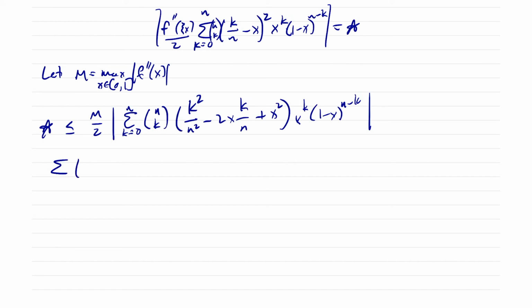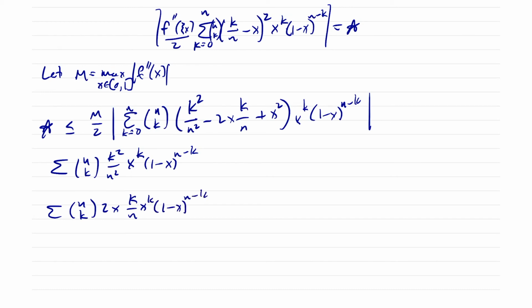So a sum of n choose k of k squared over n squared times x to the k, 1 minus x to the n minus k. We get the sum of n choose k of 2x times k over n times x to the k, 1 minus x to the n minus k. And then we get the sum of n choose k times x squared times x to the k, 1 minus x to the n minus k. And this goes from k equals 0 to n in each case.